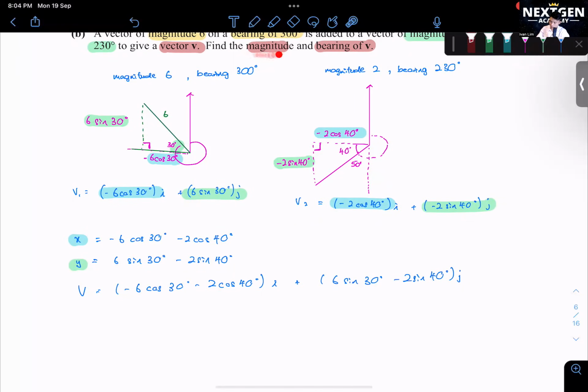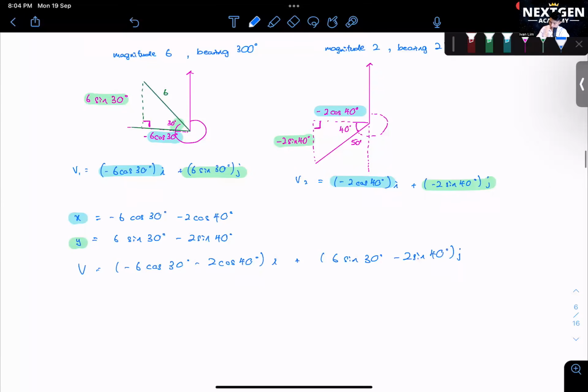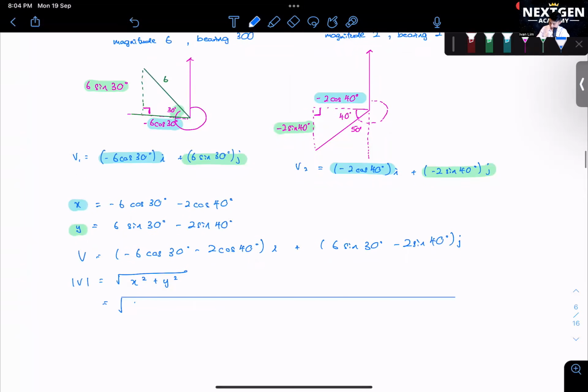Because the question says they want to find the magnitude and the bearing, right? Okay, the magnitude and the bearing. So magnitude will just be square root of x squared plus y squared. This is my x, this is my y. So you just need to put the whole thing into the calculator. Do it part by part. Negative 6 cos 30 degrees minus 2 cos 40 degrees, squared, plus 6 sine 30 degrees minus 2 sine 40 degrees, squared.